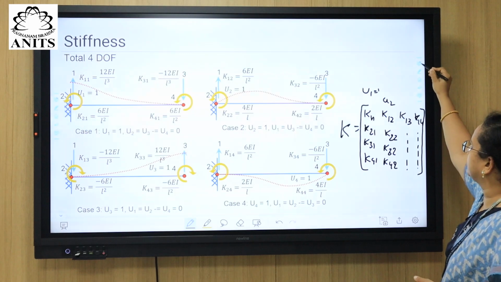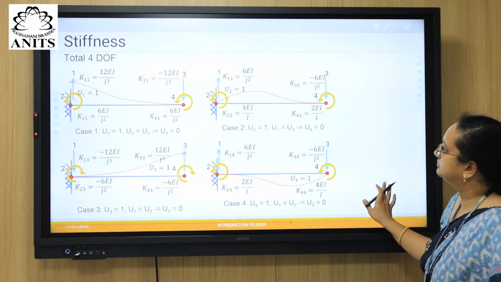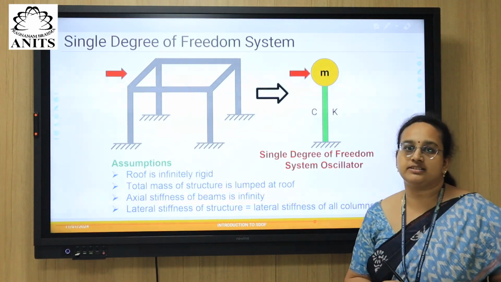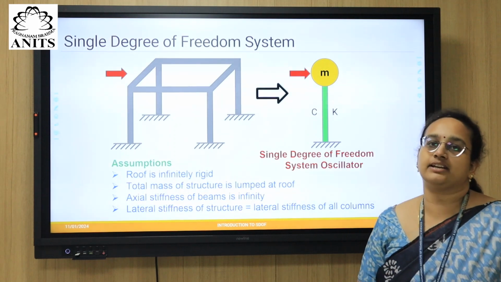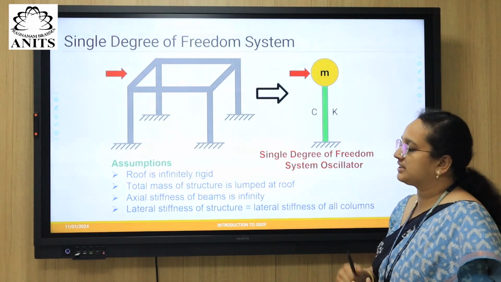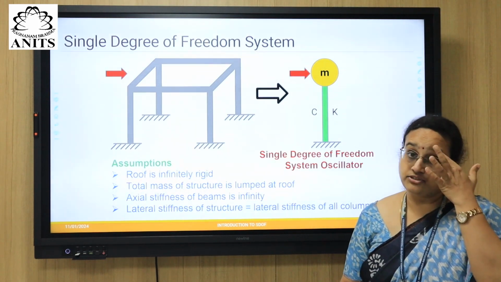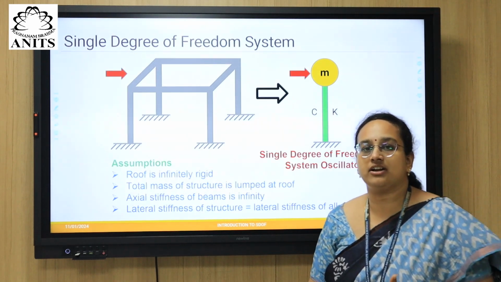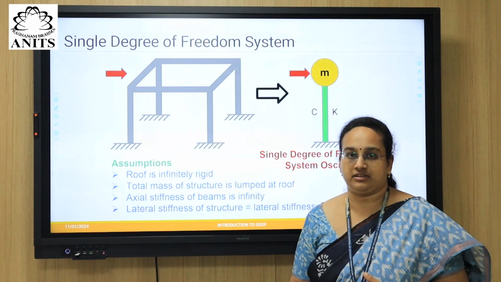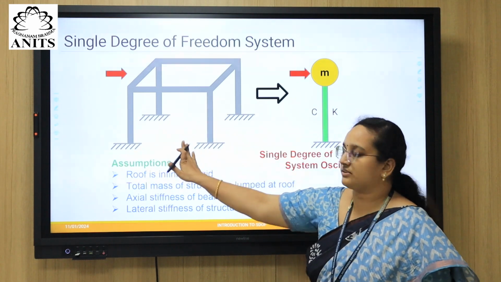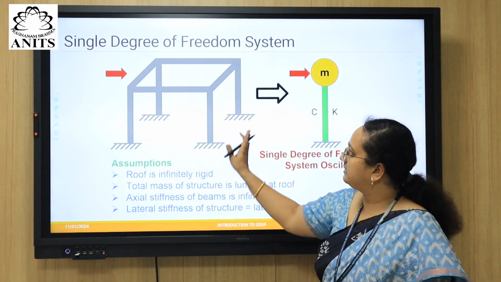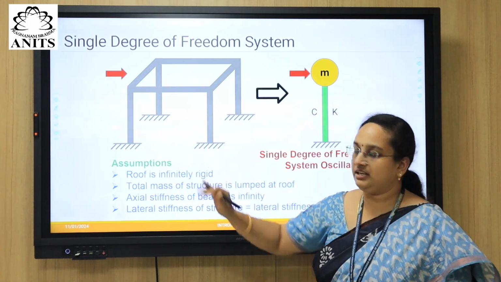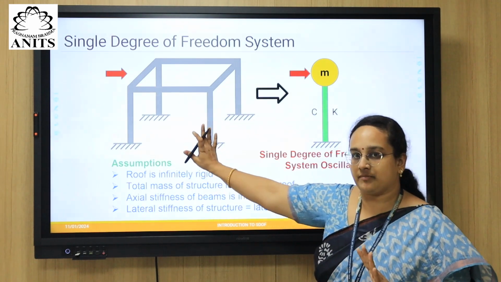Now let us move further. Now let us discuss the single degree of freedom system. Now what is a single degree of freedom system? As I have told you, earthquake or blast is causing lateral vibration in the structure, right? Suppose this is the structure that we have, a plane frame or a space frame, right? A building can be idealized something like this.